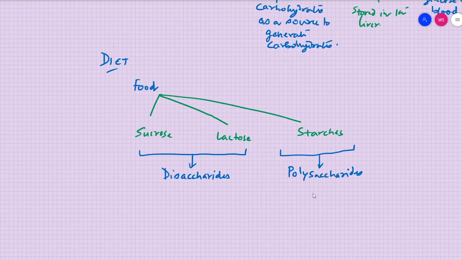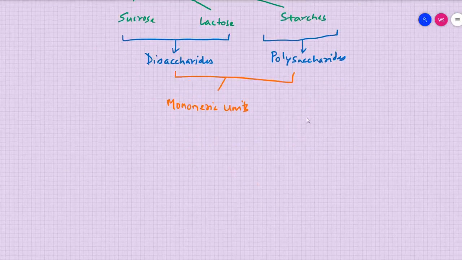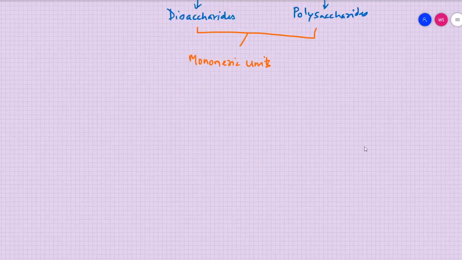Okay, disaccharides and polysaccharides. What is common to both disaccharides and polysaccharides is that both these are made up of monomeric units. And what are these monomeric units called? They are called, if this is disaccharide, that's polysaccharide, the monomeric unit obviously would be, you're absolutely right, monosaccharides.